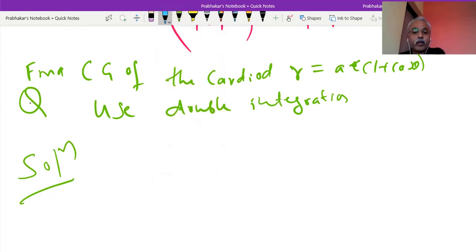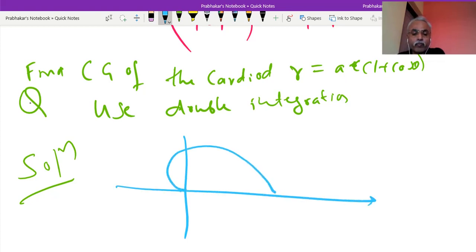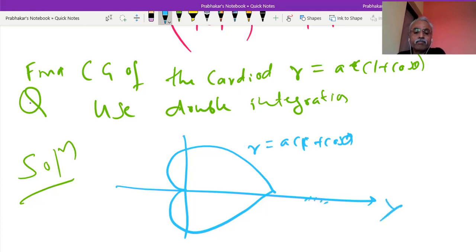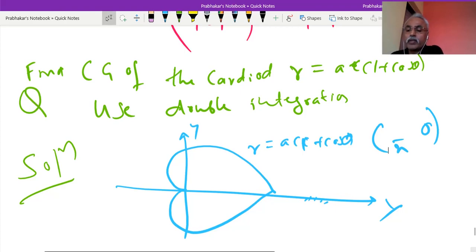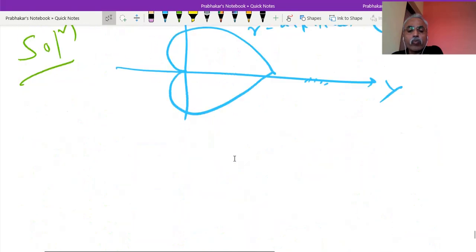Let us take a cardioid which is r equal to a into 1 plus cos theta. Since it is symmetric, somewhere on the y axis the CG will be there naturally. So you have to find only x bar. Naturally y bar is 0. So x bar, 0 is the CG because it is very symmetric.